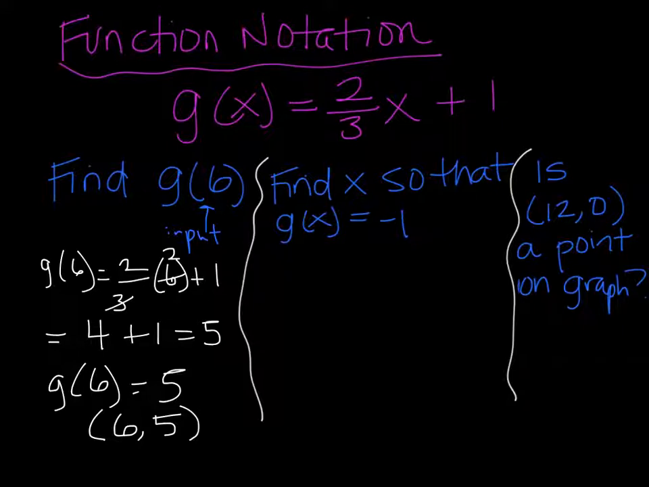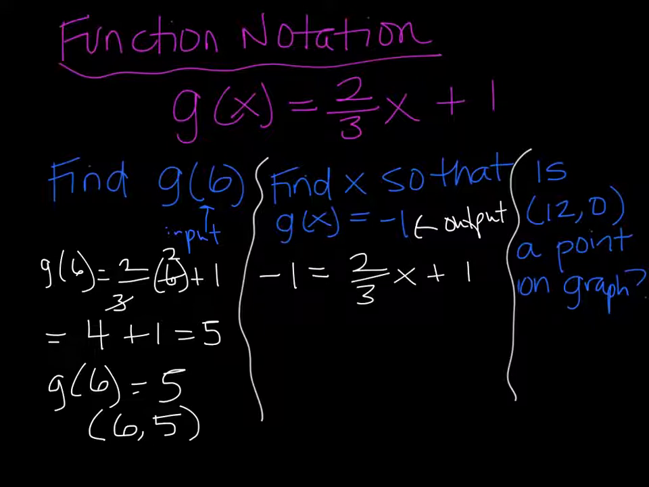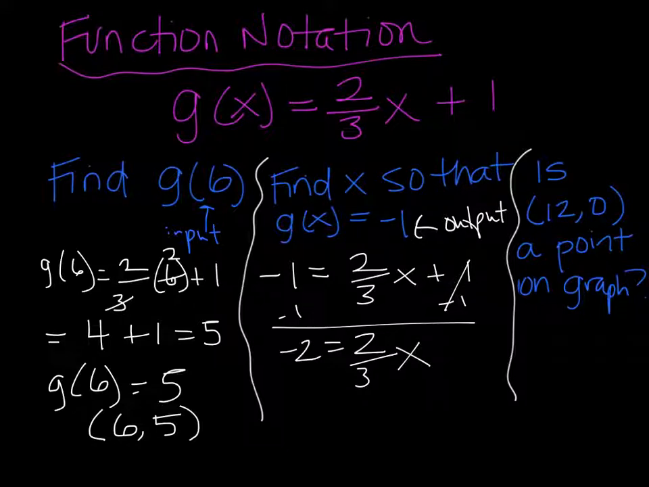So now it says I'm asking you to find x so that g of x equals -1. Remember, x is the input, so this value that I'm giving you right there is my output. So that means it should go in for g of x, and you're going to end up solving here for x. Okay, so now I'm going to solve my equation. I'll subtract over my 1. So those are gone. I get a -2 equals 2/3 x.